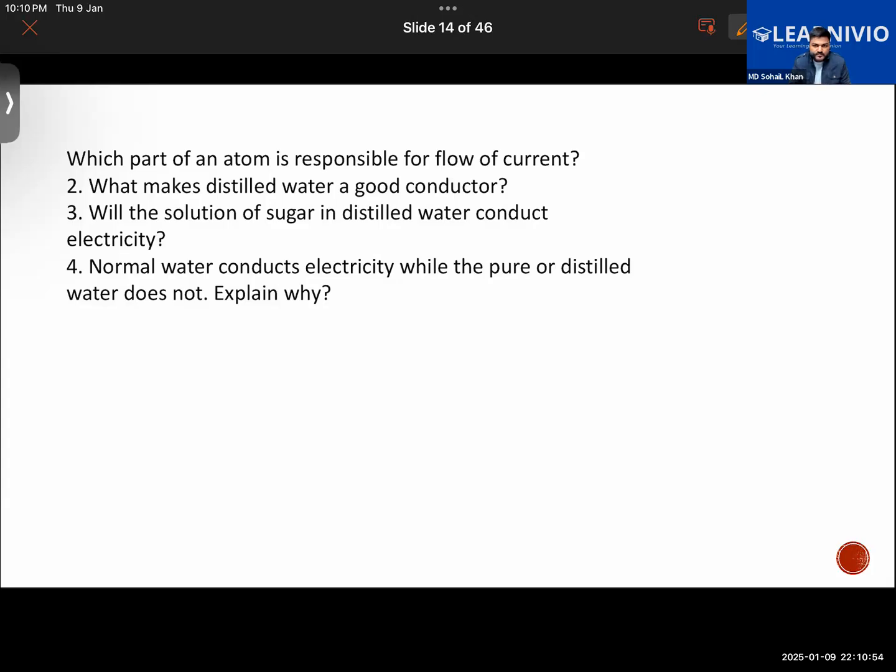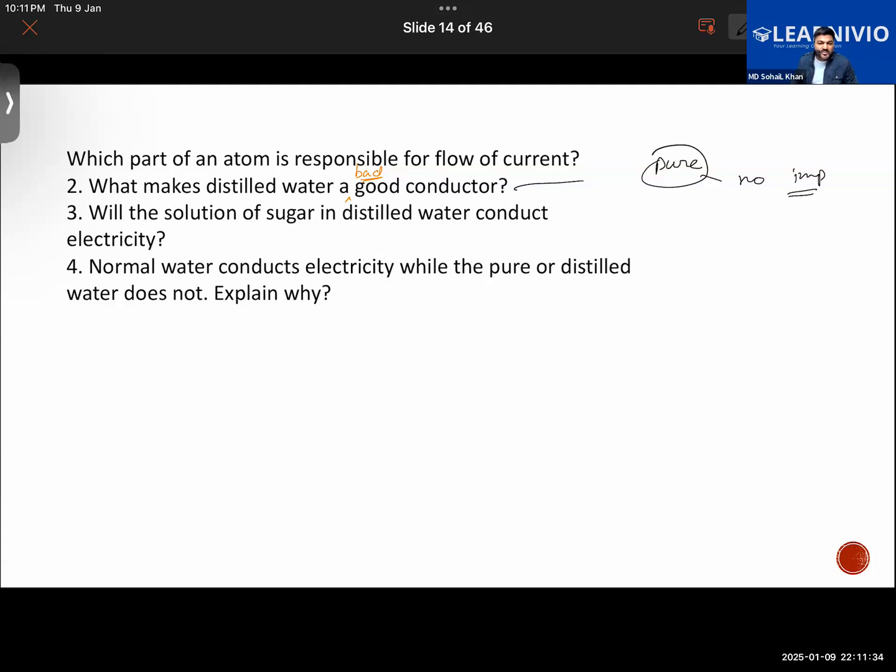What makes distilled water a good conductor? Impurity. Okay. Distilled water is pure water, right? The question has not been framed correctly. One minute. What makes distilled water a bad conductor? Not enough impurities. Being pure. Okay, it is not impure. It is pure water, so it does not have any impurities. Since it is pure, it has no impurities and hence will not conduct electricity. Now, the third question is the interesting one. Will a solution of sugar in distilled water conduct electricity?